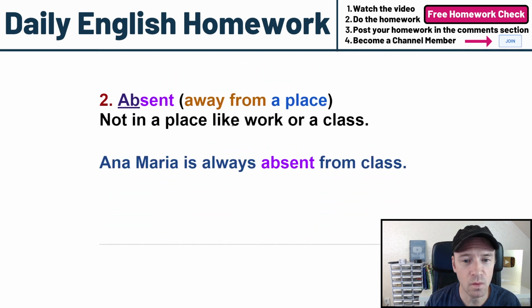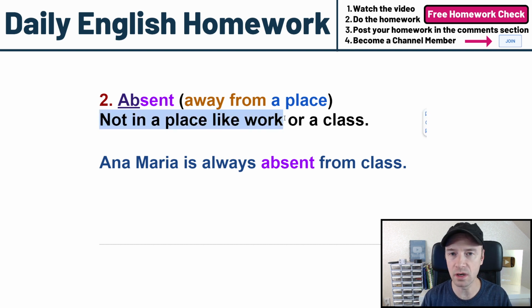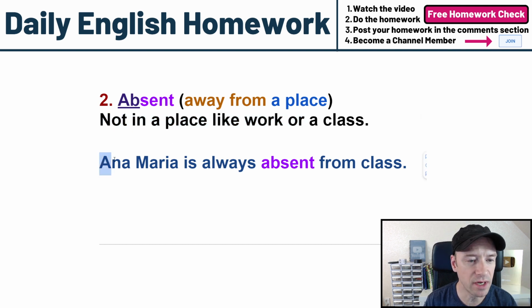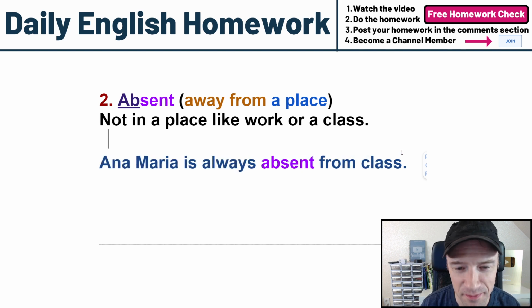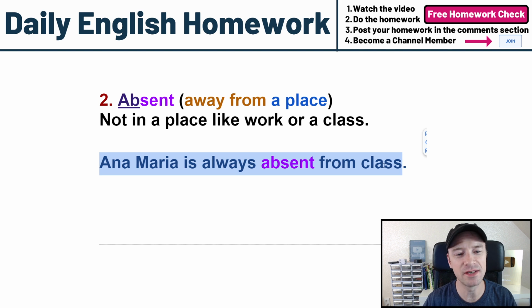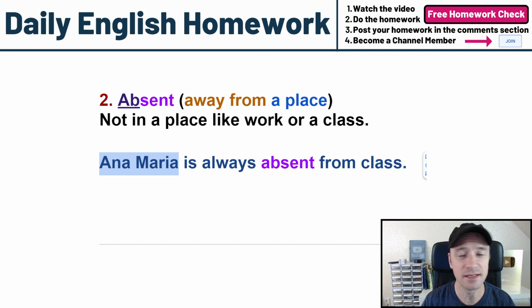Second word here, absent. Away from a place. So away from a place, you're absent, which means not in a place like work or a class. So if you don't go to work or you don't go to class, you're absent. Anna Maria, just a name, is always absent from class. That's my example. So this student is always absent from class. This is not the Anna Maria I know. This is a different Anna Maria.